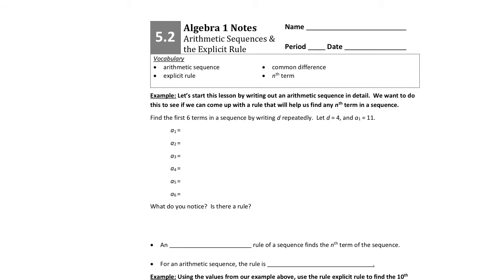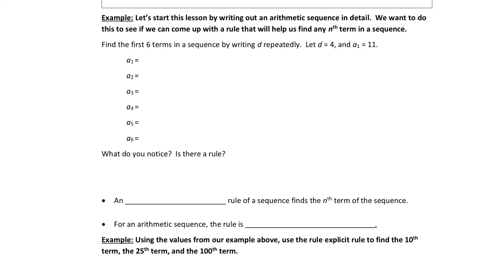The intro went pretty quickly, so let's slow it down a bit and take a look at what we were talking about before. So this time we've got our arithmetic sequence. We're adding in the explicit rule. So that's what we're going to be creating in this lesson. We are keeping the common difference and the nth terms. Those are still important terms for this lesson.